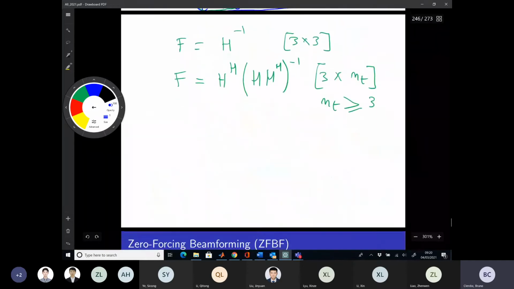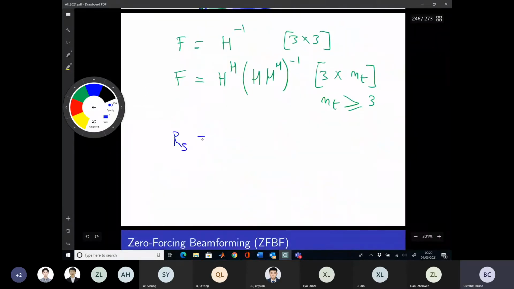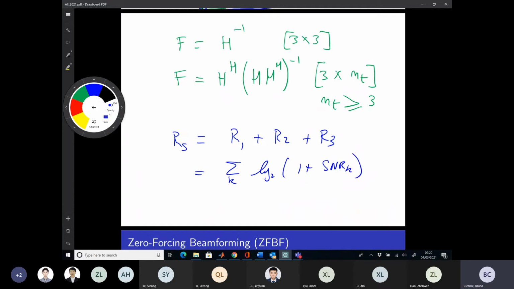So your sum rate here will be written as essentially the rate achieved by user 1 plus the rate achieved by user 2 plus the rate achieved by user 3. So I'm going to have a sum over k of log2(1 + SNR of each user k), right? I don't have any interference here anymore, because the interference has completely disappeared.